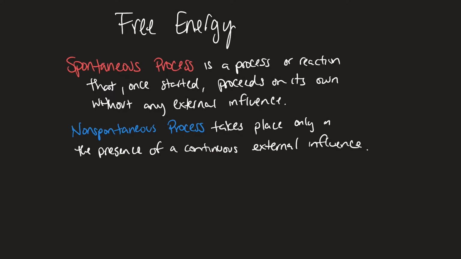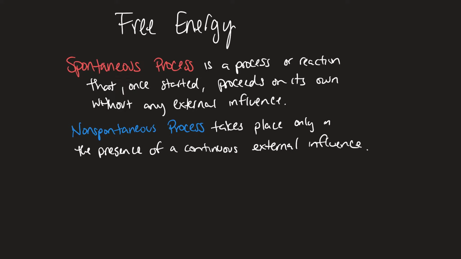Now let's not confuse spontaneous with the normal English definition of something that's spontaneous. The normal English definition is something that happens very, very quickly. But in chemistry, we use that term very differently. Spontaneous simply means that it doesn't need an external influence for the reaction or process to continue to take place. Once it gets started, it just goes on its own. And so that tells us that it's a spontaneous process.